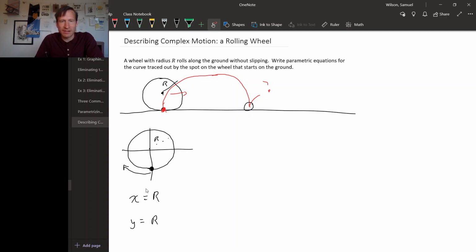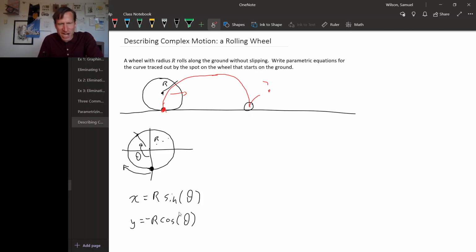Let's see, we want to start at the bottom. So x is going to start out as 0. So maybe we should use sine for x, since that's going to start out at 0. And let's use theta for our parameter. Theta is going to measure the angle that this wheel has rotated. And y needs to start negative. So we can't just have cosine, we need a negative cosine.